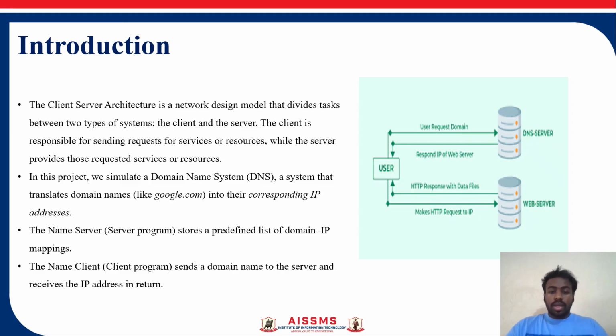Imagine the internet like a big city. Websites have street addresses. They are called IP addresses, but instead of remembering numbers like 142.250.182.14, we just type google.com. There are two types of computers in our project: client and name server.